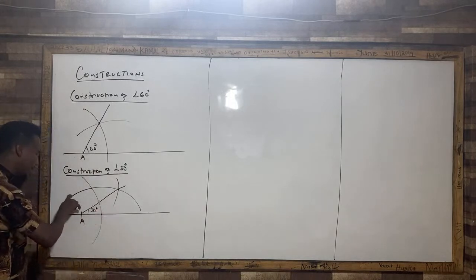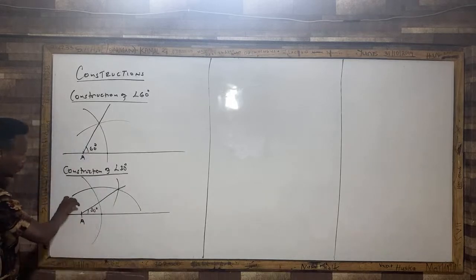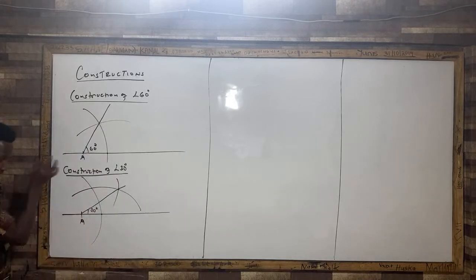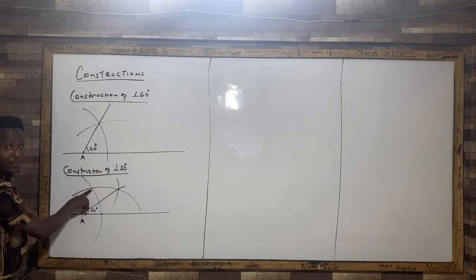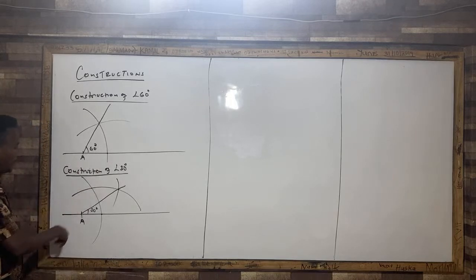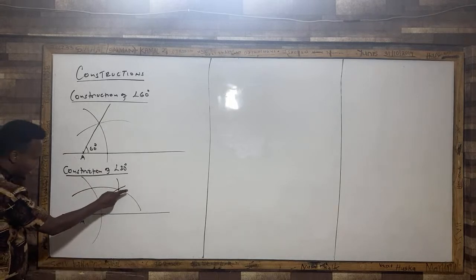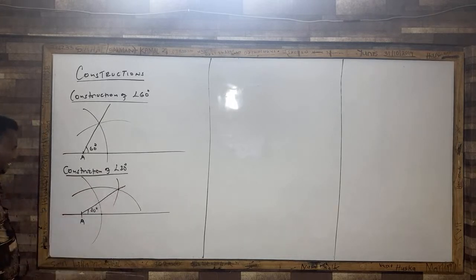Cut this arc. But remember, we extend this one. We produce this one down there. Then take the same radius, stand here, where you used to join this one initially. Stand here and cut this arc again. This second point will give you angle 30. Add to A, and that's an angle 30.